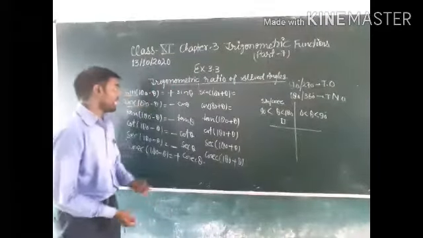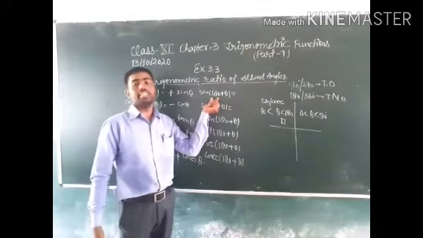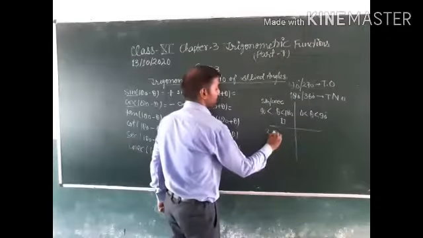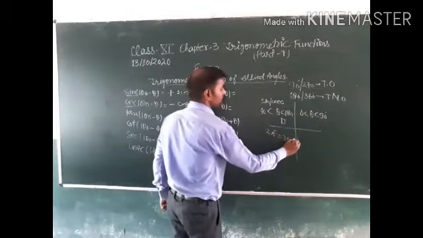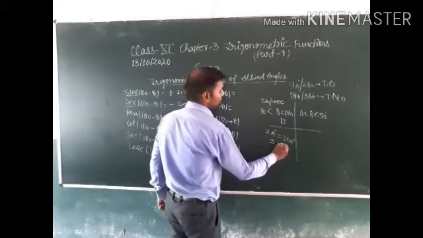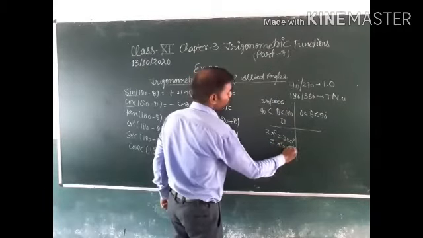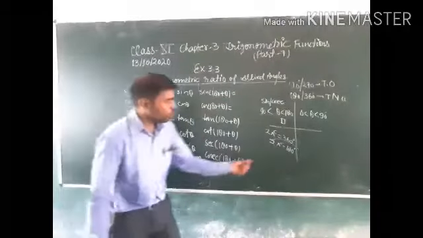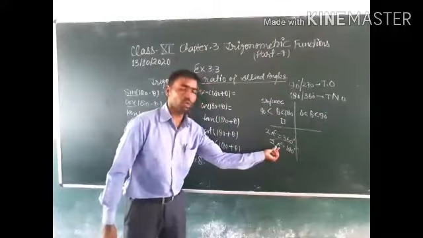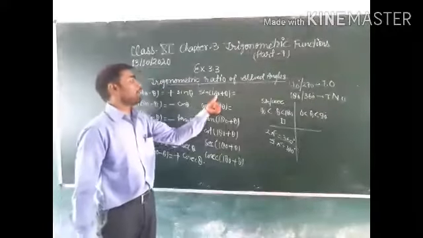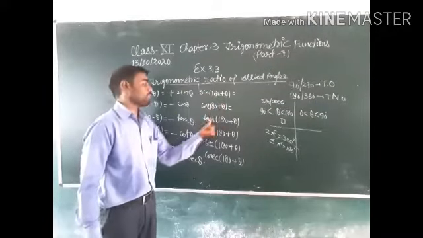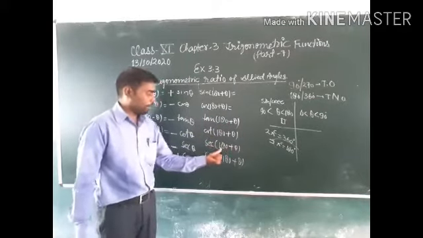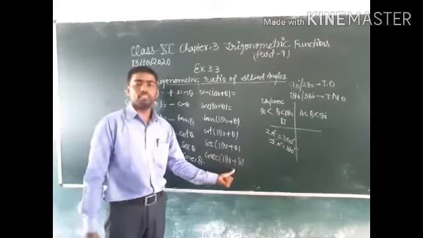You can write 180 as pi, because 2 pi radian is equal to 360 degree. It means sin pi plus theta, cos pi plus theta, tan pi plus theta, cot pi plus theta, sec pi plus theta, and cosec pi plus theta.